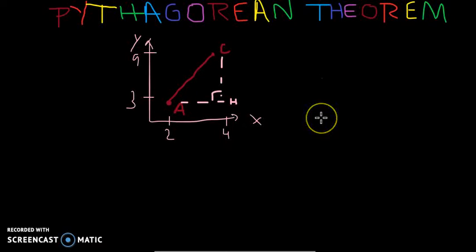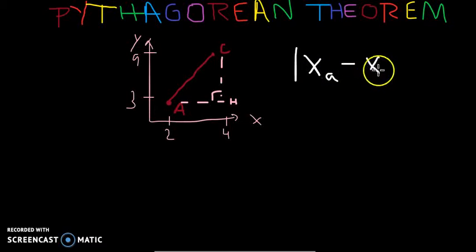Okay, let me switch colors. Now let's talk about the distance between 2 points in the horizontal direction. Well, A and H lie on the same horizontal plane, so we don't even care about their y values. We just want to know the absolute value of the distance between these 2 points. And we can define that as x of A minus x of H. Take the absolute value of that.